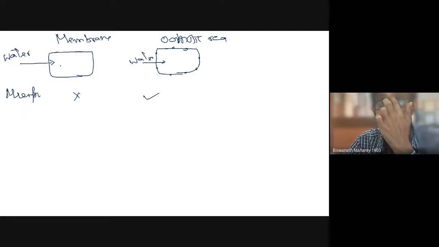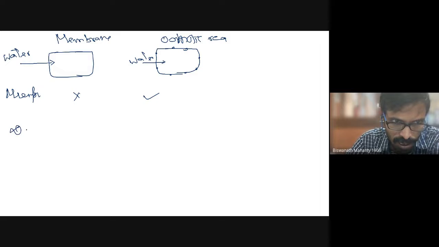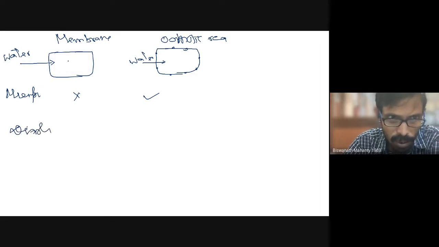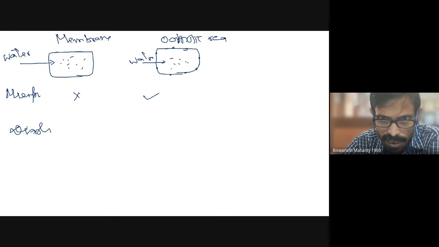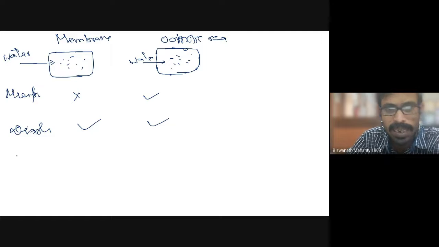Then dissolving, dissolution. Water will come and it will dissolve the drugs. Here also it dissolves the drugs. So dissolution is there. The fourth one is diffusion.